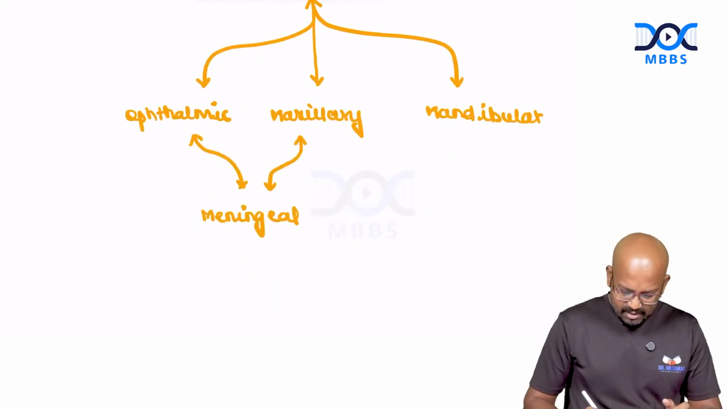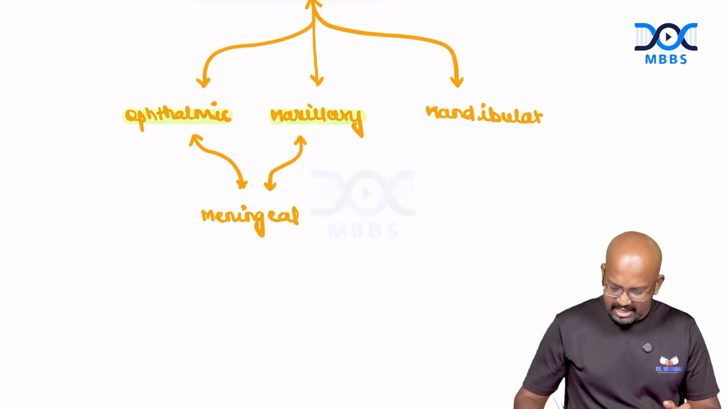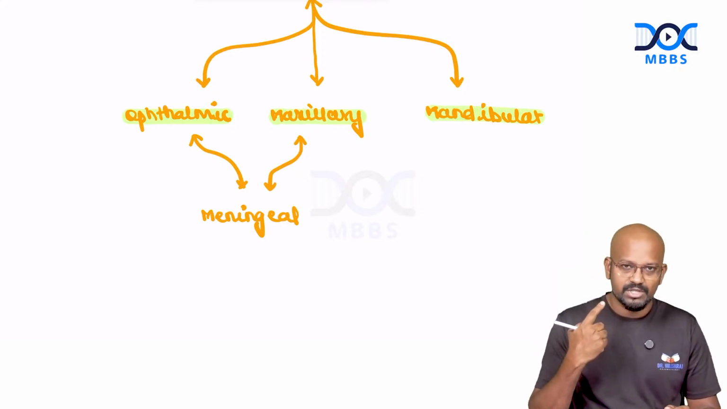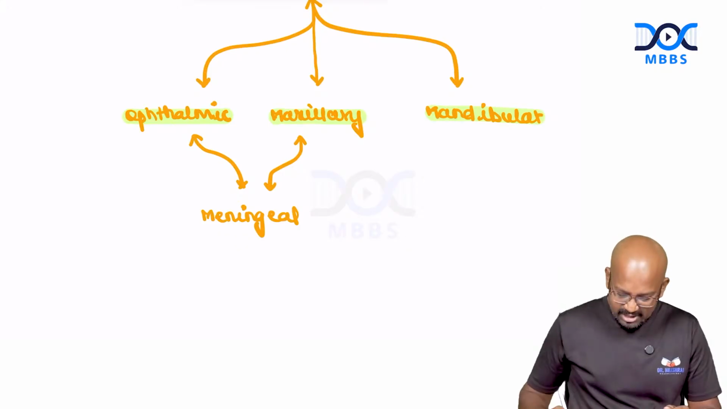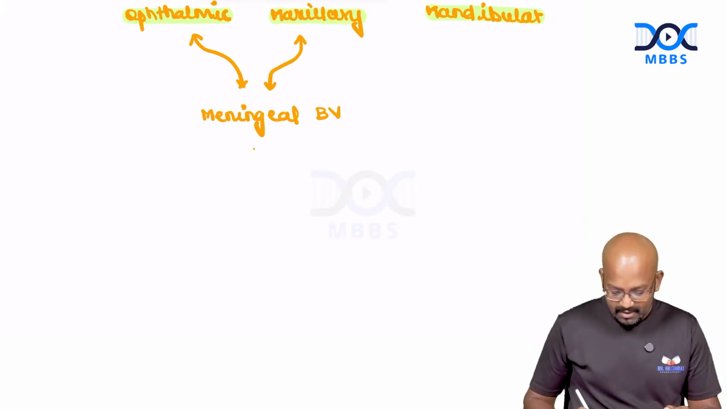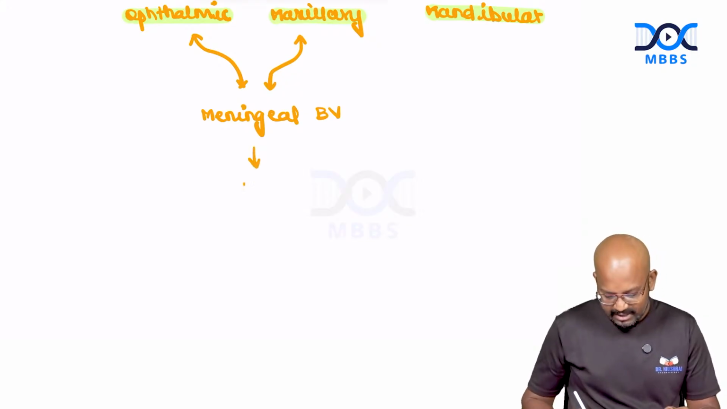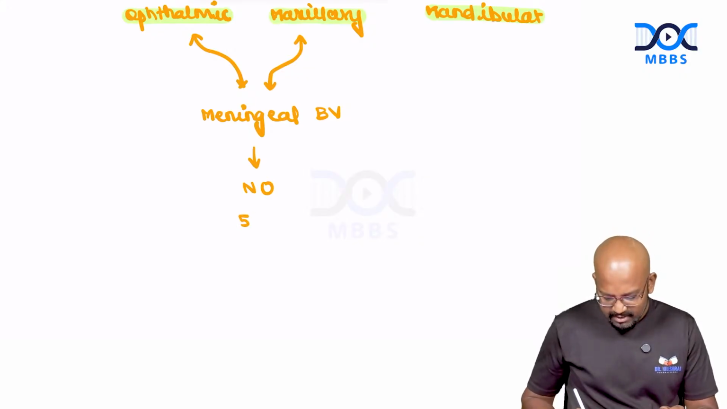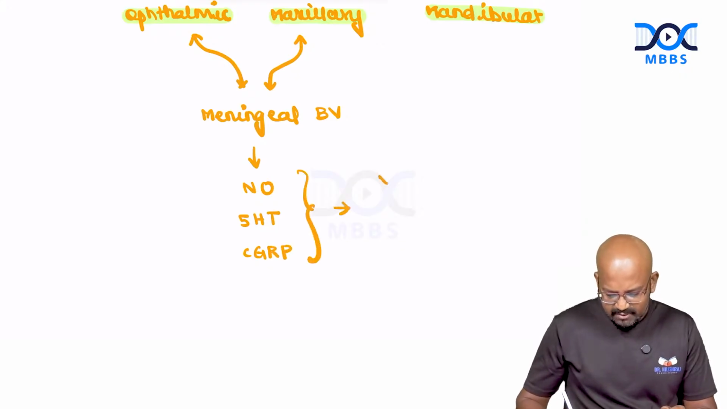What are those? We have the ophthalmic, we have maxillary, and we have mandibular. Ophthalmic and the maxillary neurons in turn will be moving on towards the meningeal blood vessels. The meningeal blood vessels will be supplied with that. From the meningeal blood vessels, there will be release of nitric oxide, release of serotonin, and release of, again, CGRP molecules. All of these things are responsible for vasodilatation and pain stimulus to be sent out.